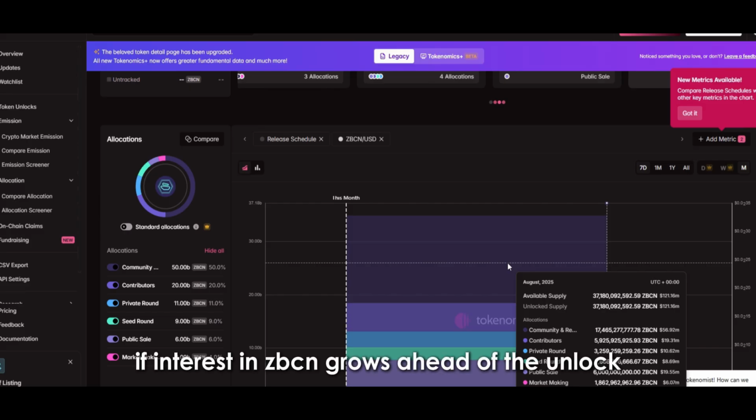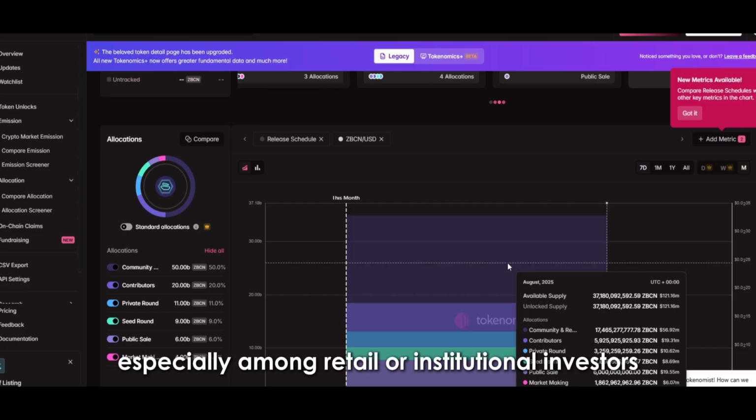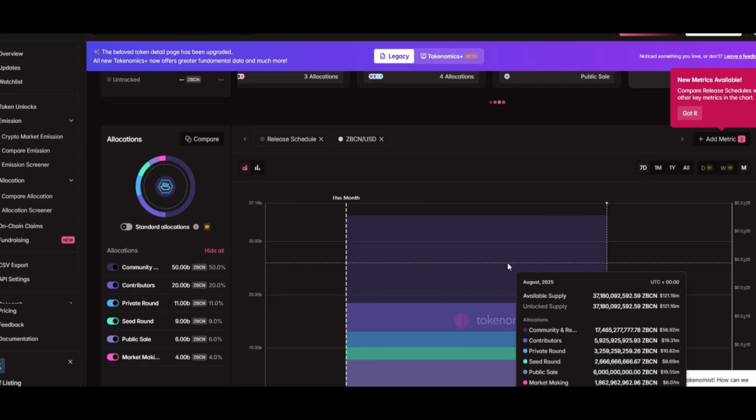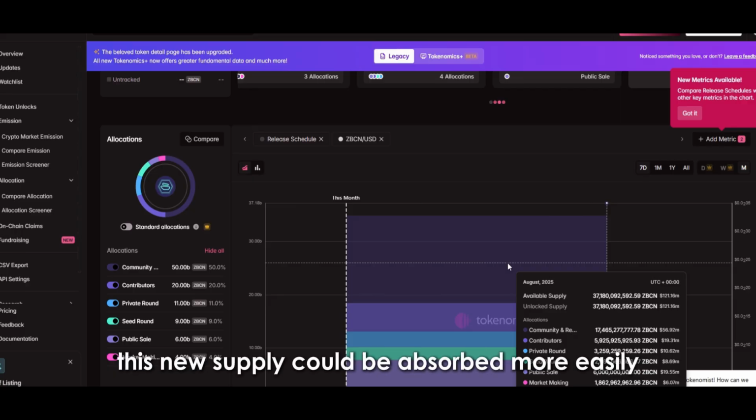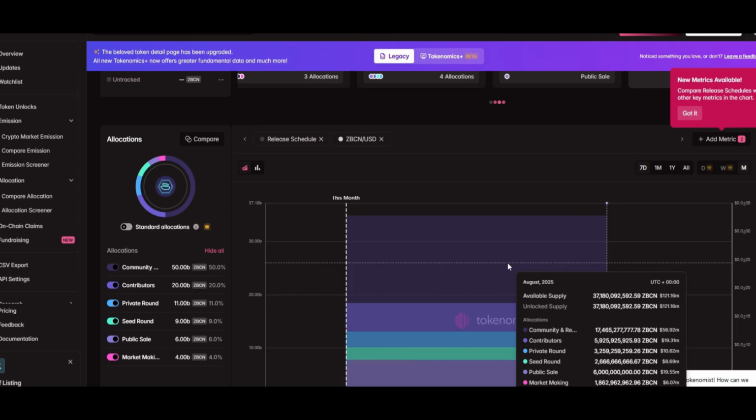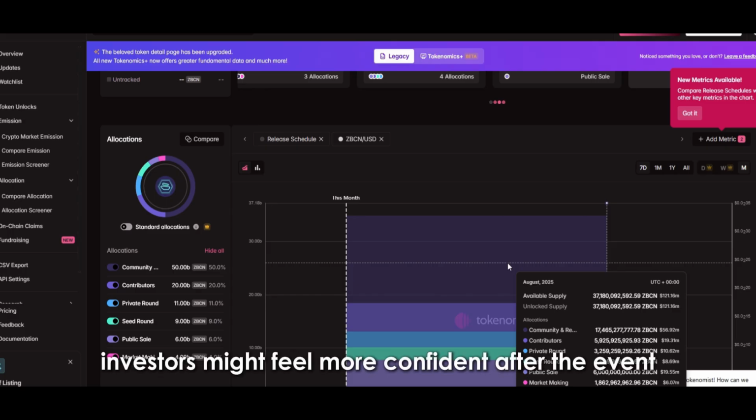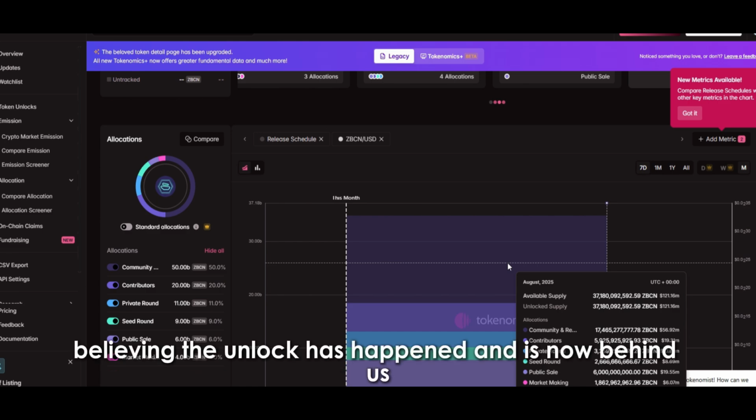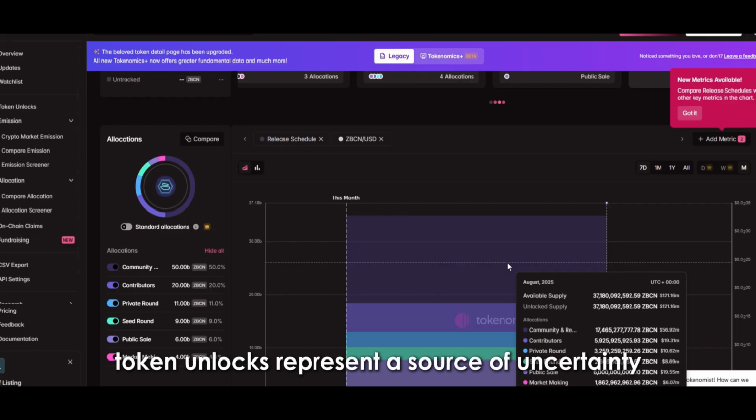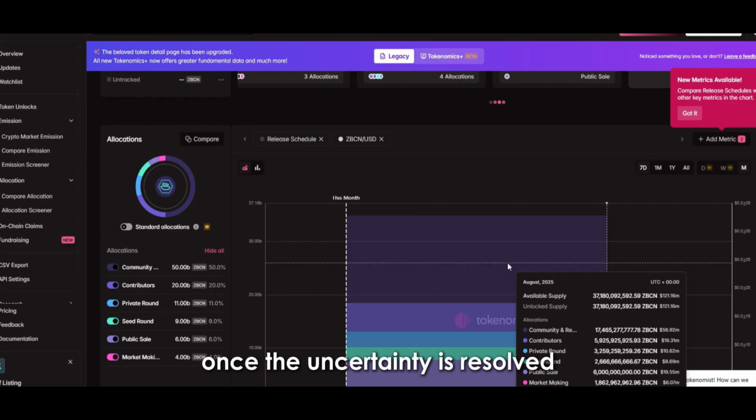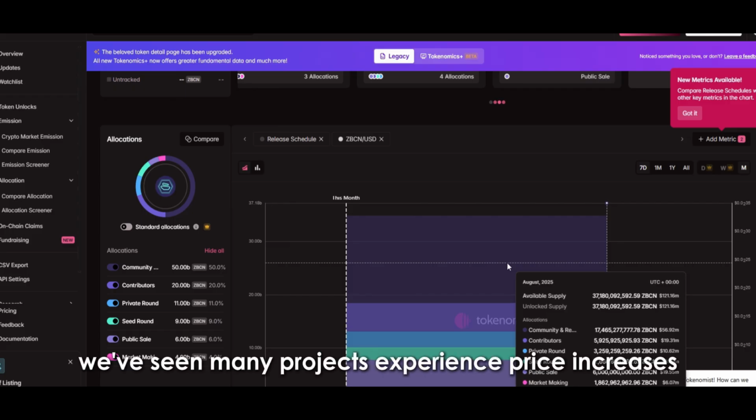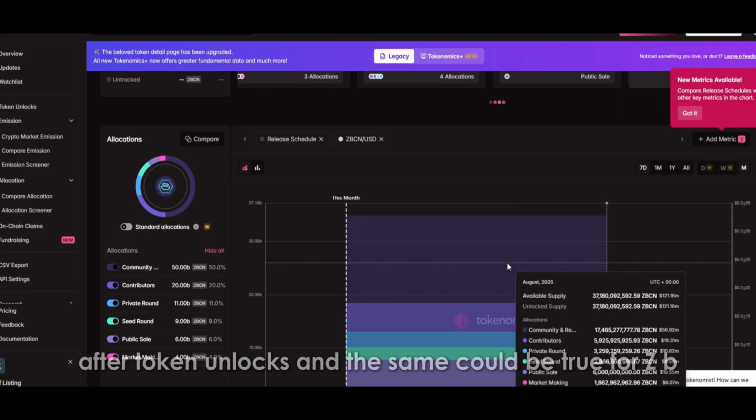If interest in Zbcn grows ahead of the unlock, especially among retail or institutional investors, this new supply could be absorbed more easily. In fact, the opposite might occur. There could be a positive market sentiment following the unlock. Investors might feel more confident after the event, believing the unlock has happened and is now behind us. For many, token unlocks represent a source of uncertainty. Once the uncertainty is resolved, the perceived risk decreases.